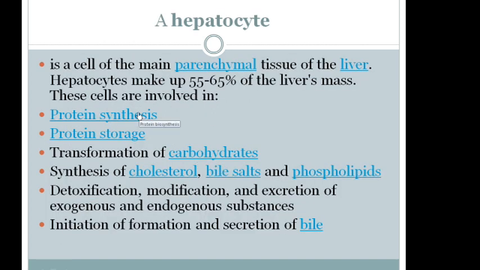Now coming to the hepatocytes, which are present within the lobules. It is the cell of the main parenchymal tissue of the liver, and hepatocytes make up 55 to 65% of the liver mass. These cells are involved in protein synthesis, protein storage, transformation of carbohydrates, synthesis of cholesterol, bile salts and phospholipids, detoxification, modification and excretion of exogenous and endogenous substances, and initiation and formation of the secretion of bile. So these are the functions of the hepatocytes.